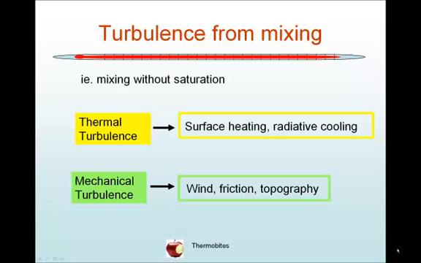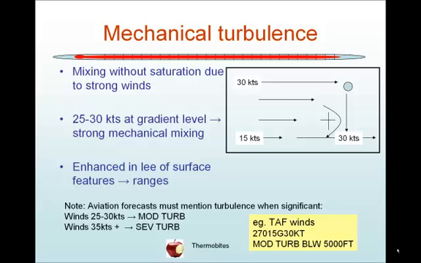Mechanical turbulence occurs when there are strong winds aloft in the atmosphere, and so parcels are exchanged between the top and the bottom of that mixed layer. This is enhanced by things like surface friction and topography, so mountain ranges and large buildings and so on. So mechanical turbulence happens when there's mixing without saturation due to strong winds.